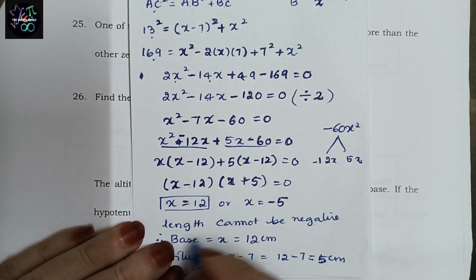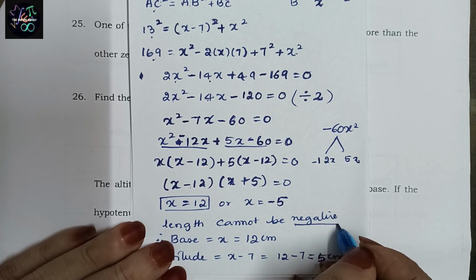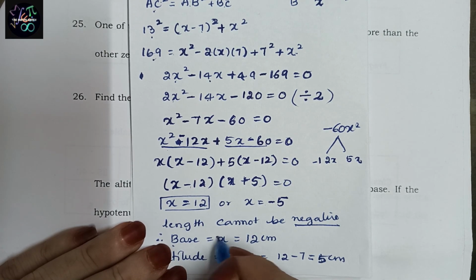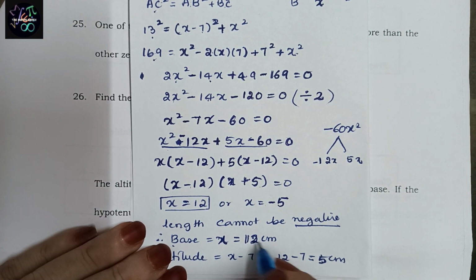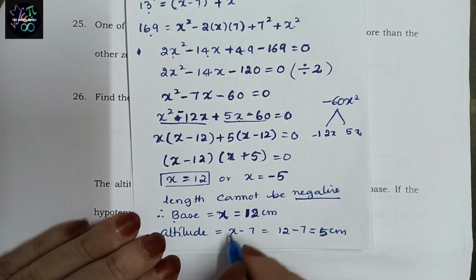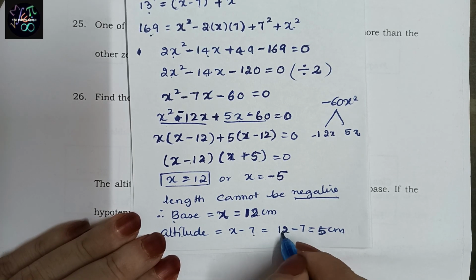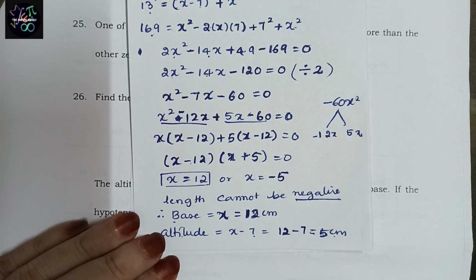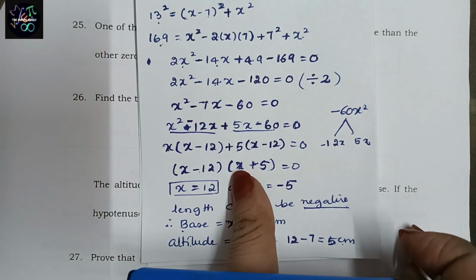We know that length or measurement cannot be negative. Therefore base is equal to x, that is 12 centimeter, and altitude x minus 7, that is 12 minus 7, is equal to 5 centimeter. So this completes question number 26.